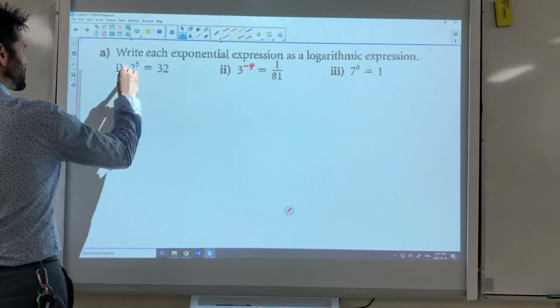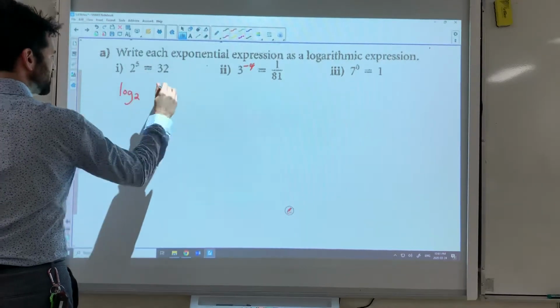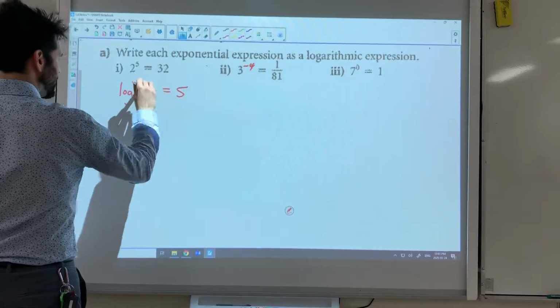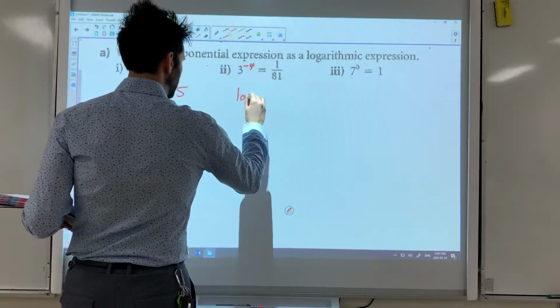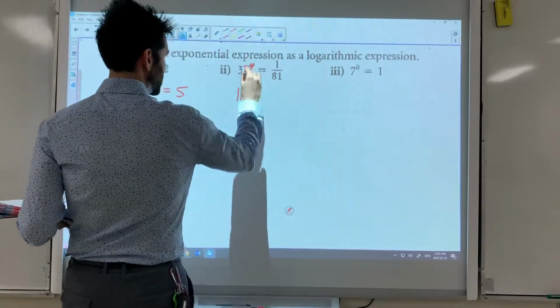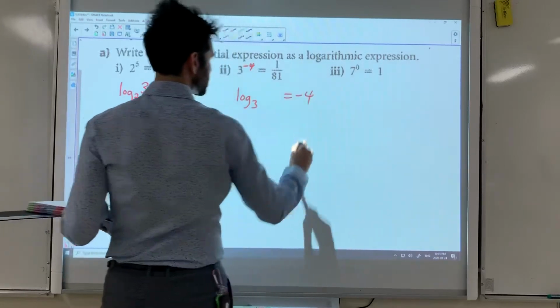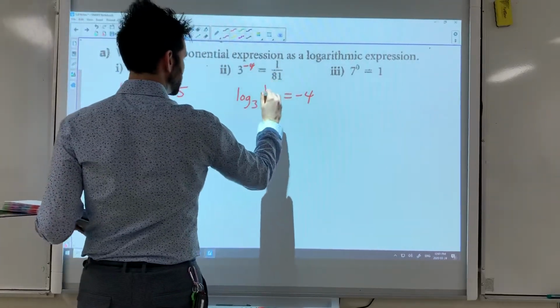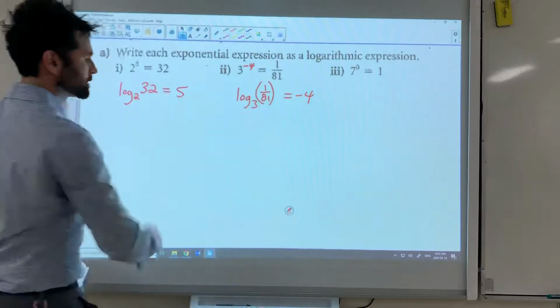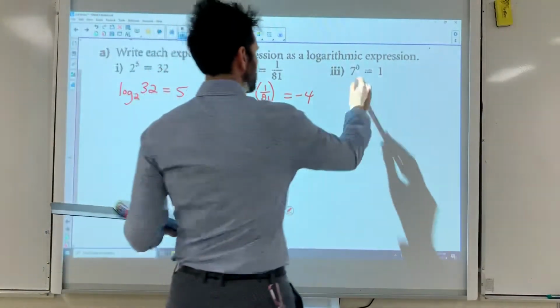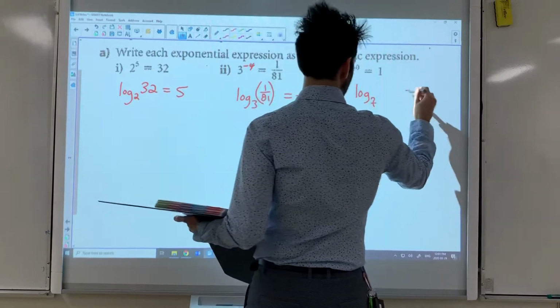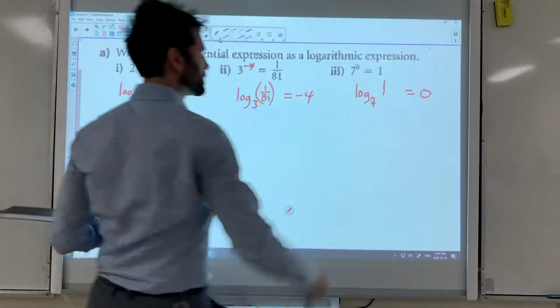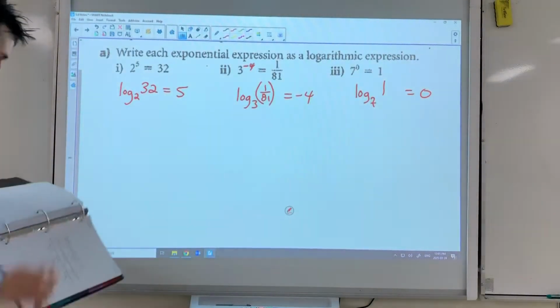Log, the base of this is the base of the log. The exponent becomes the answer, and that becomes the argument. Perfect. This one right here, log, so the base is 3. The exponent becomes the answer, so -4, and then the argument is the old answer there. Perfect. Last one. Base is 7, so log base 7. The exponent becomes the answer, the argument is the old answer. So there we go.